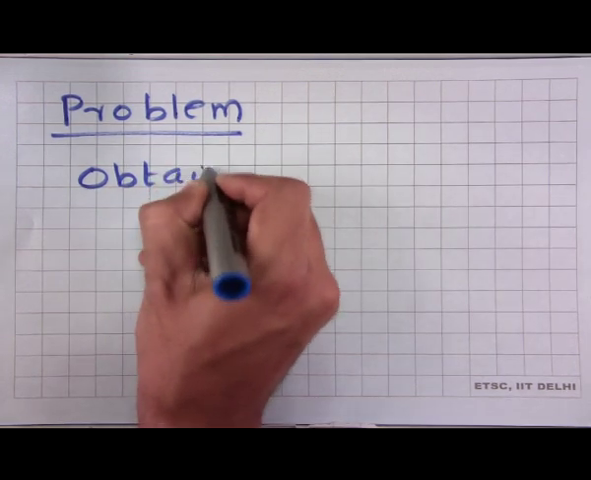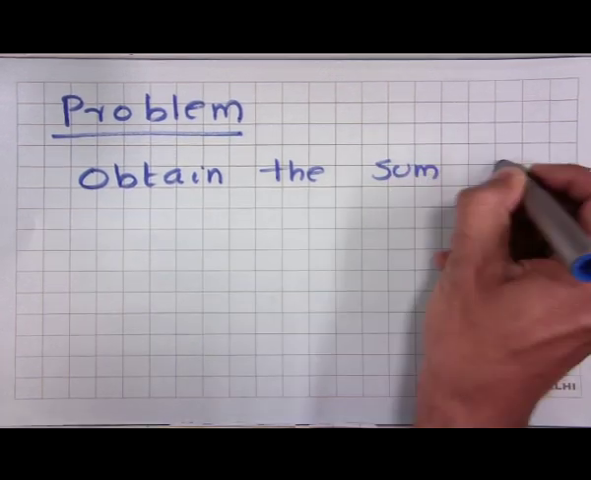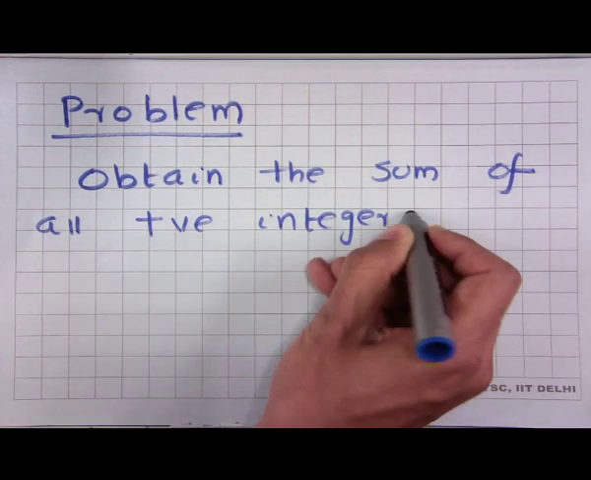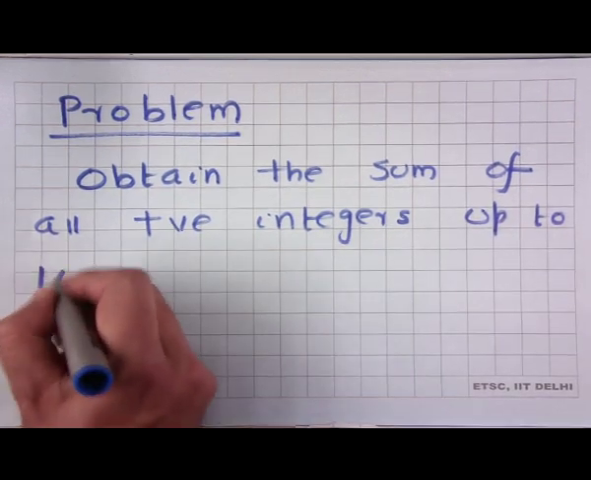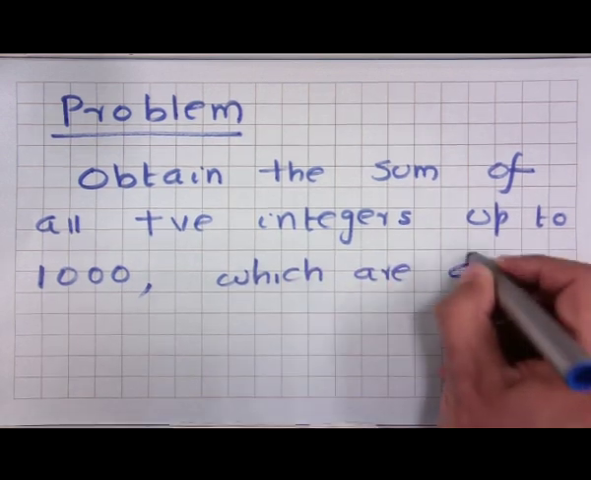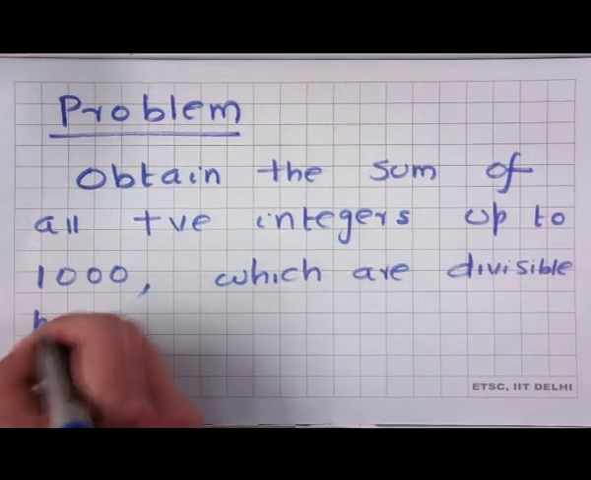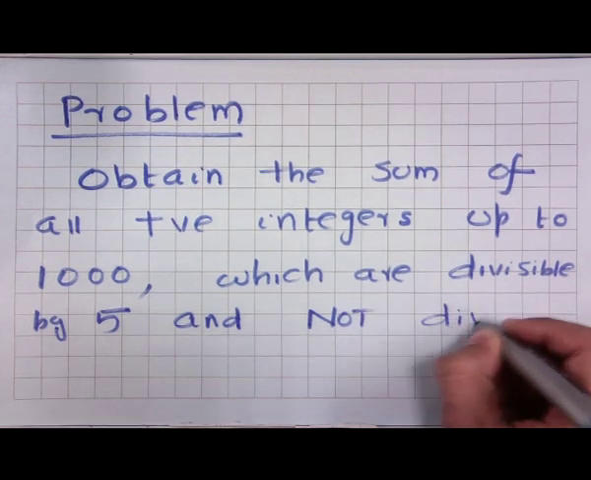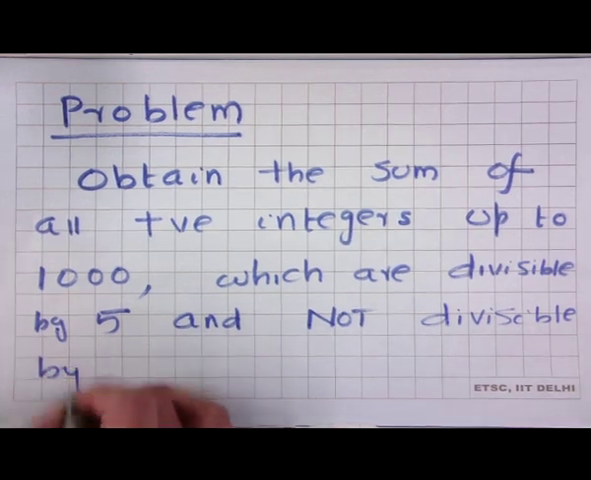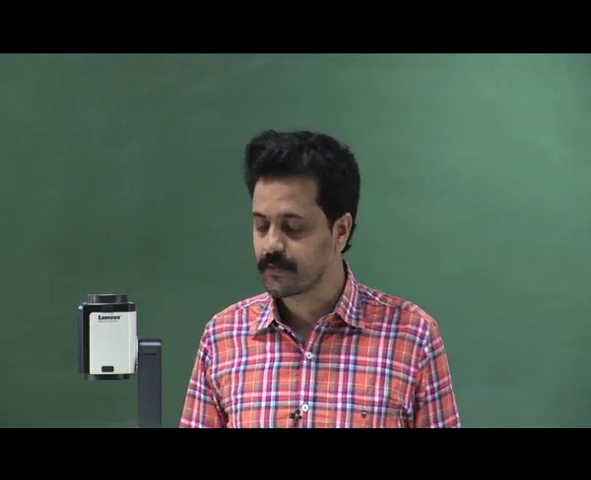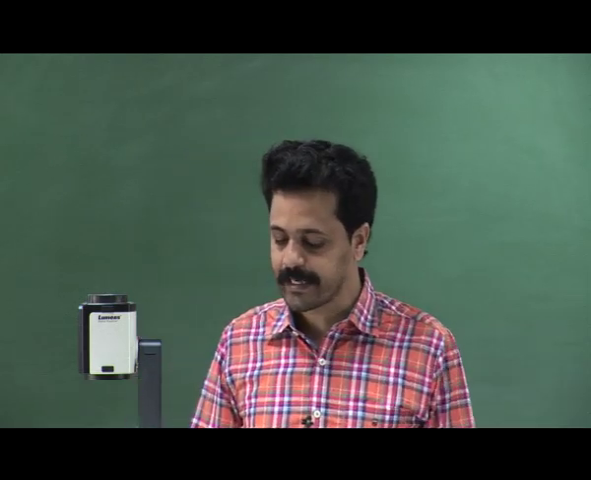Obtain the sum of all positive integers up to 1000 which are divisible by 5 and not divisible by 2. This is again a problem dealing with sum of first n terms of an AP, as one can see.